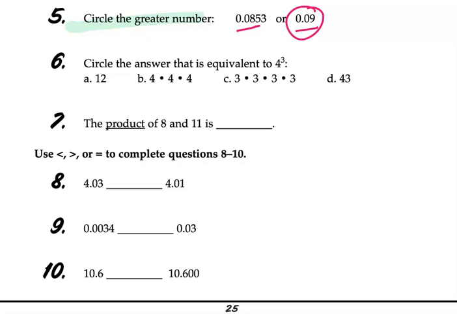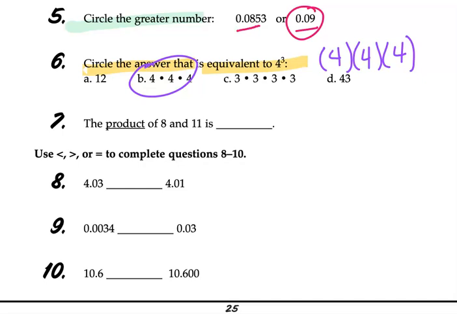All right, circle the answer that is equivalent. Let me grab my highlighter. Circle the answer that is equivalent to 4 to the 3rd power. Equivalent means equal. And we know 4 to the 3rd power is just like saying 4 times 4 times 4, which we can see is B. And we're done.